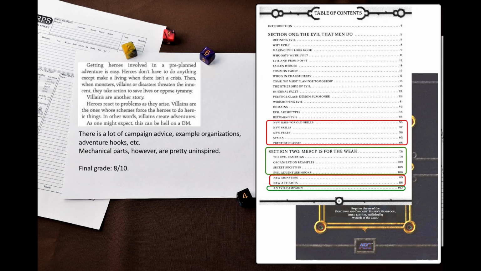The mechanical parts of the book, however, do not contain anything interesting at all, but overall this is a very good book that tackles a difficult topic in a much more mature way than the Book of Vile Darkness did, and wasn't written by Monte Cook wearing a trench coat and a fedora. And the advice is generic enough to be useful in any other system, including GURPS. A solid 8 out of 10.